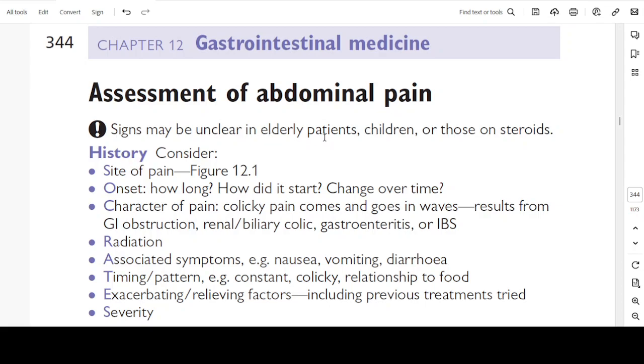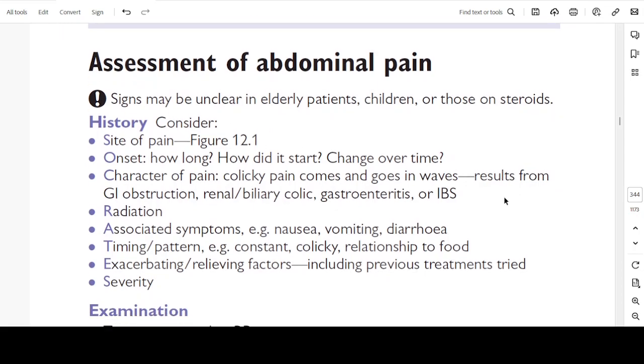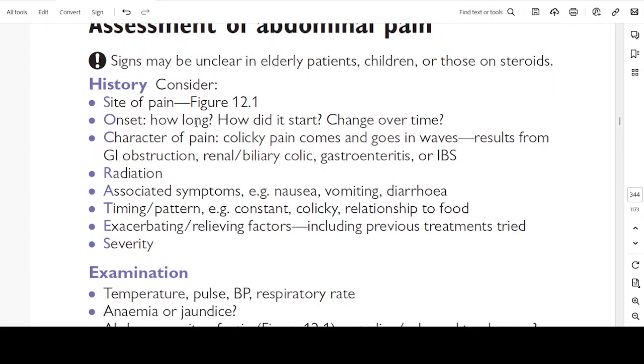Signs may be unclear in elderly patients, children and those on steroids. History: consider the site of the pain, as in figure 12.1. Onset: how long, how did it start and did it change over time? Like SOCRATES. S is site, O is onset, C is character of pain. Colicky pain comes and goes in waves, results from GI obstruction, renal or biliary colic, gastroenteritis or IBS.